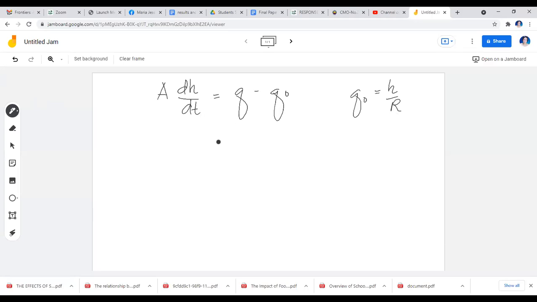That way, I will only be establishing the relationship between the level and changes in the volumetric inflow of the tank. So in this case, you will have Q minus, you change this one to H over R. So this is your model equation now. That way, I will only relate Q to H or vice versa.